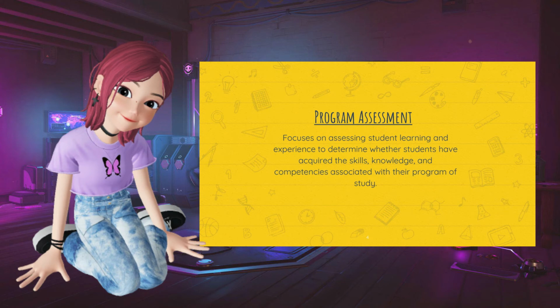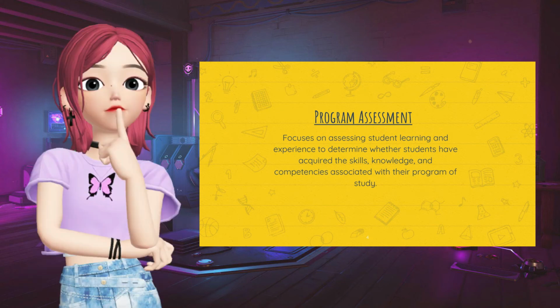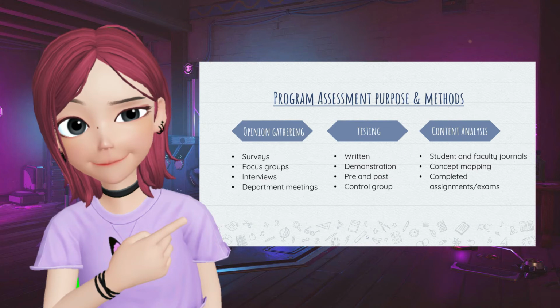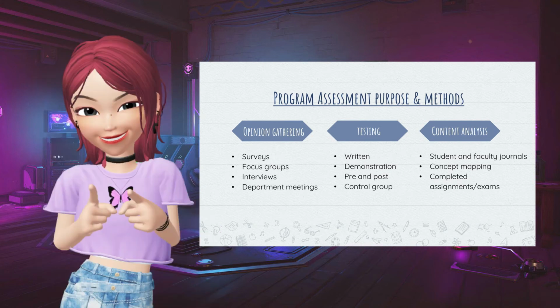Program assessment. It focuses on assessing student learning and experience to determine whether students have acquired the skills, knowledge, and competencies associated with their program of study. Here we have 5 program assessment purposes. First is the opinion gathering. In opinion gathering, we can use surveys, focus groups, interviews, and department meetings. Second purpose is the testing. Testing can be done in written, through demonstrations, pre and post, or control groups.